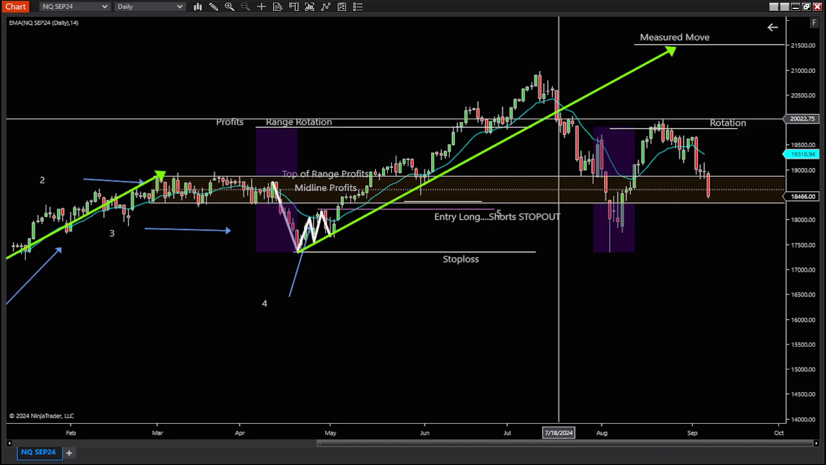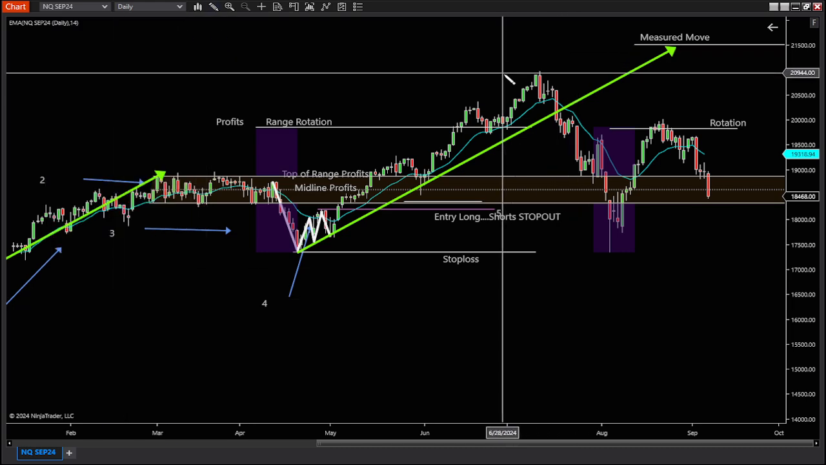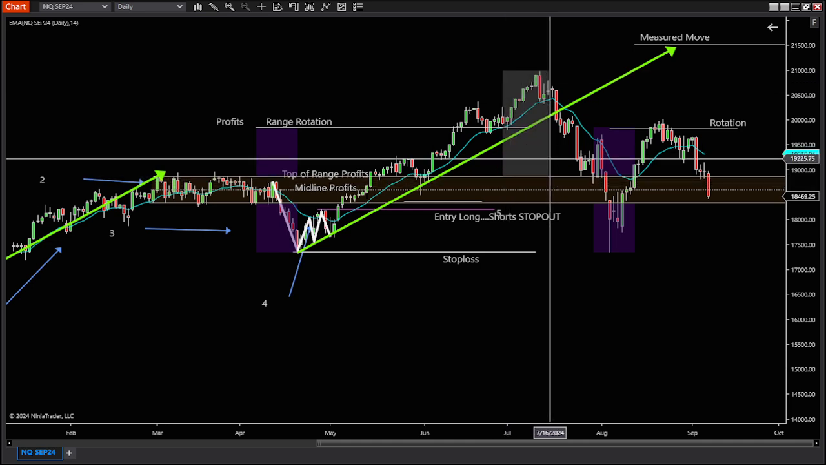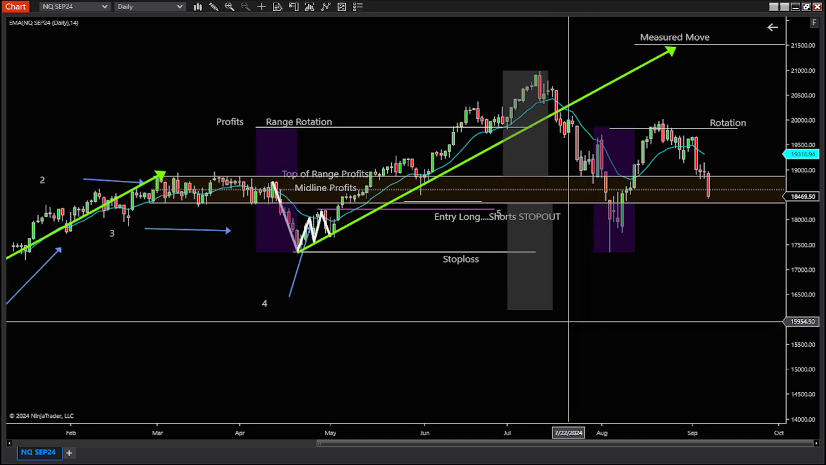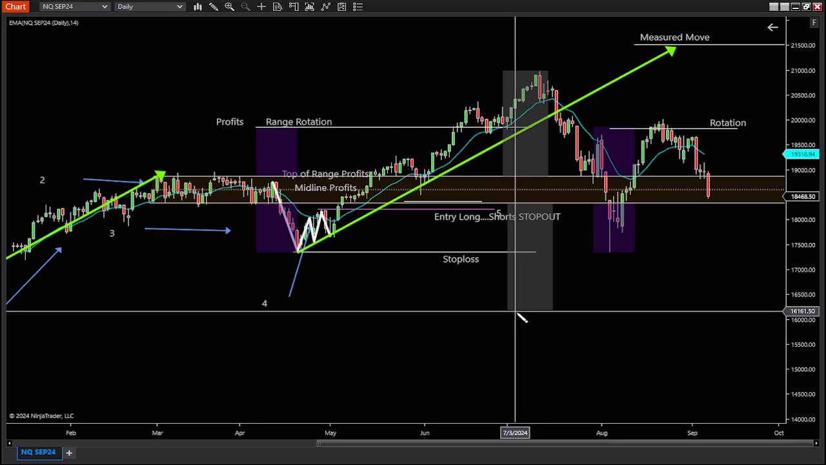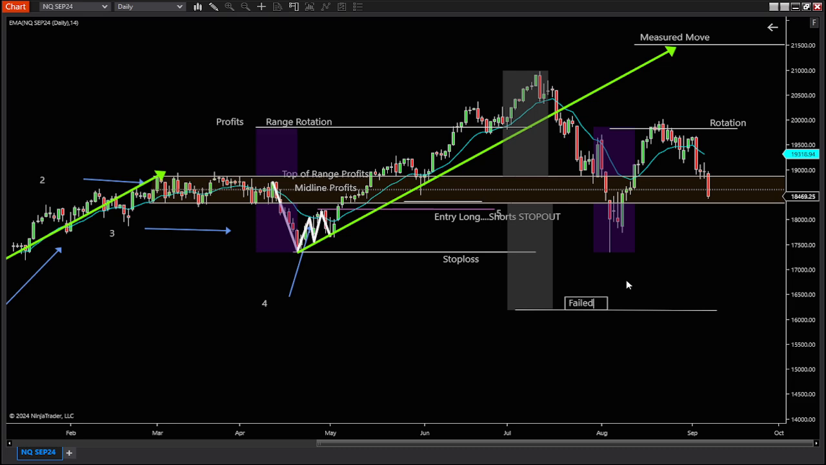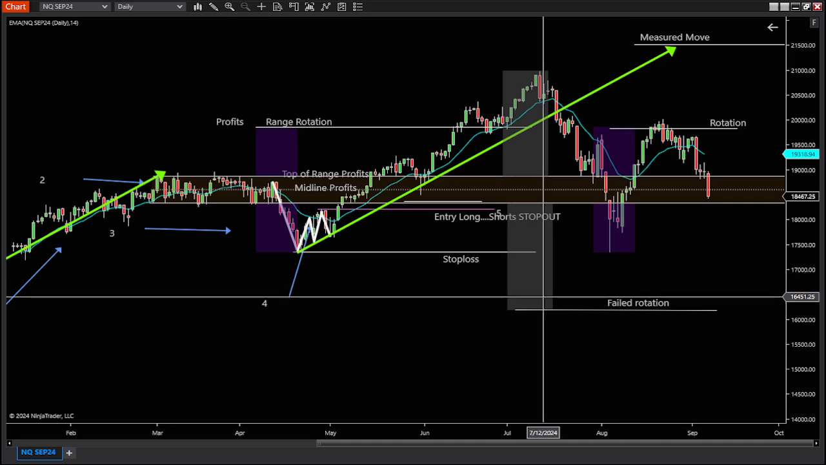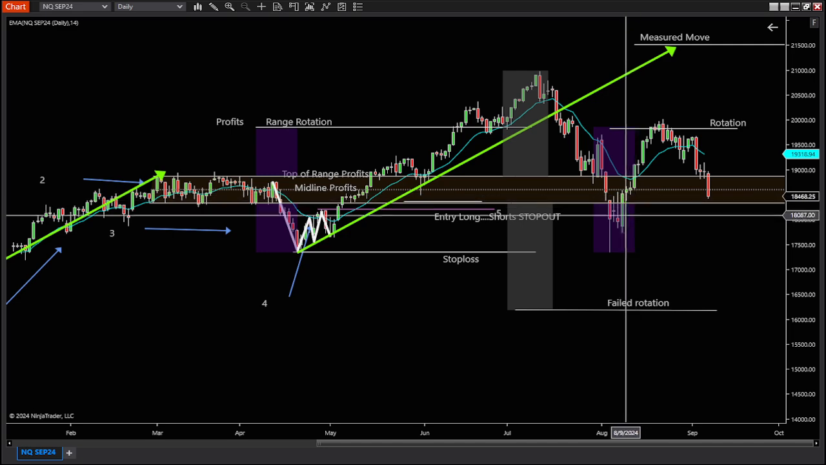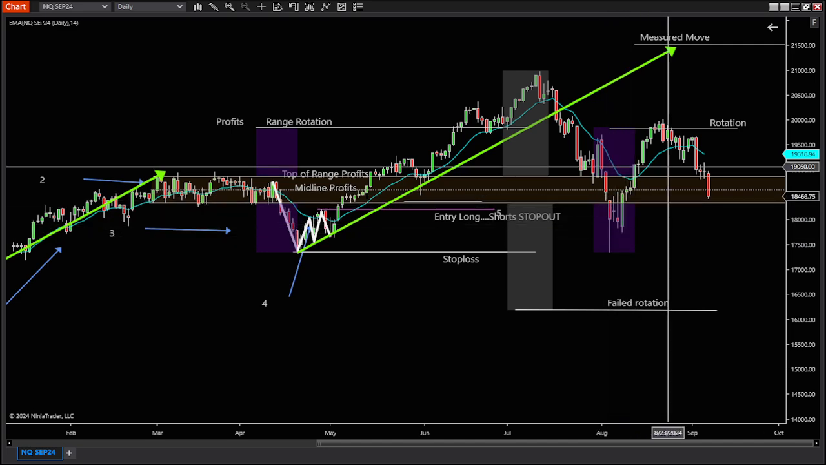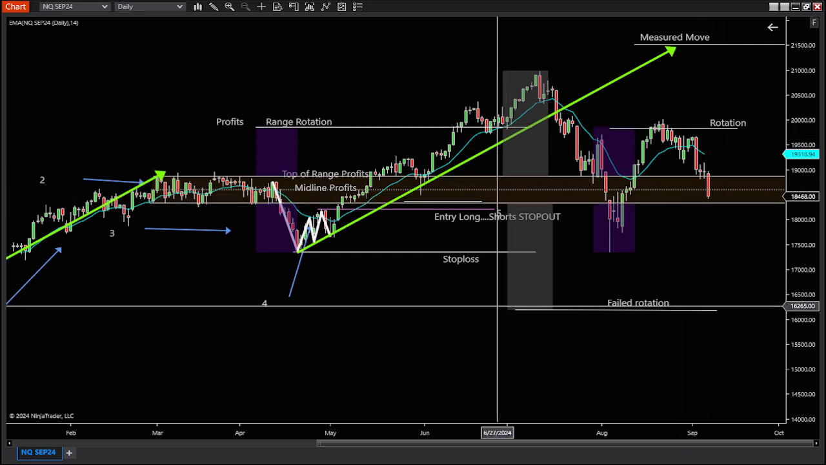It's a completed rotation. This here, if we look at this one here, this is a failed rotation. This move is a failed rotation. Why? Because we came back up into the range. When price came back down, we came back up into the range. Okay, so now this becomes our rotation. Completed. Now we're back into the range, right? That's how I trade ranges.